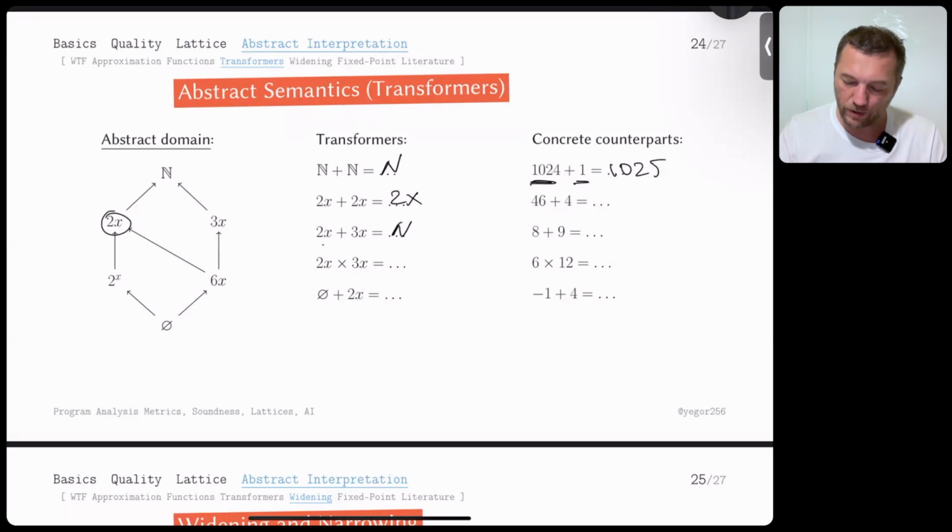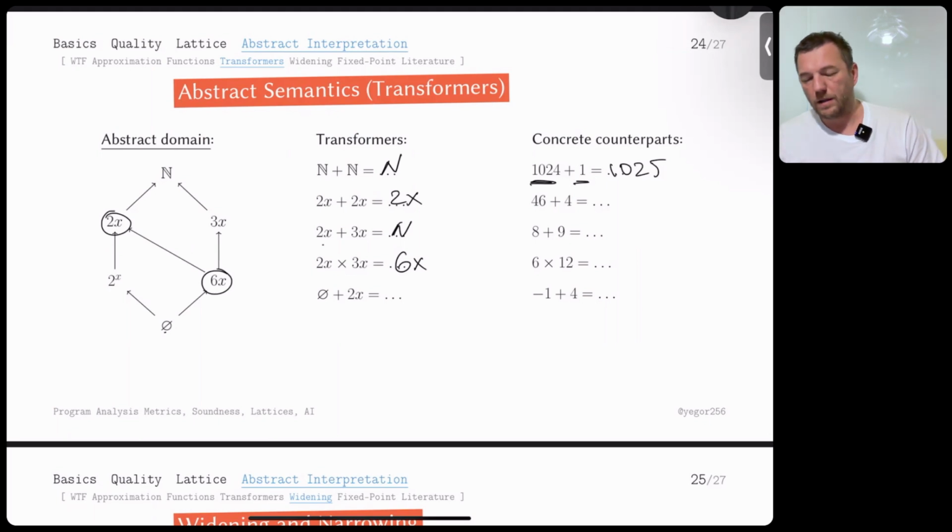If you multiply 2x by 3x, then you're going to have this block, this element. And if you say this one plus 2x, so nothing plus 2x, then probably we're going to have again a number. Maybe not. Wait a second. It's going to be also something with no specific information. That's how I understand it. So we need to define, that's the second step.